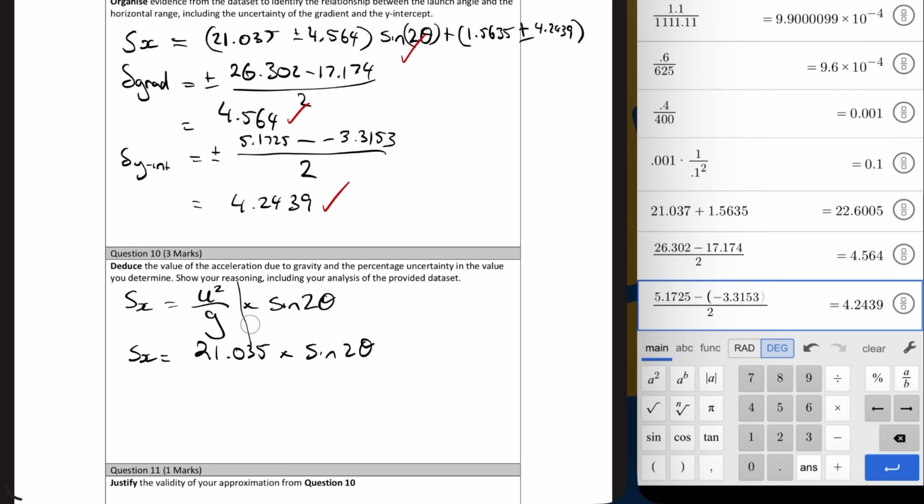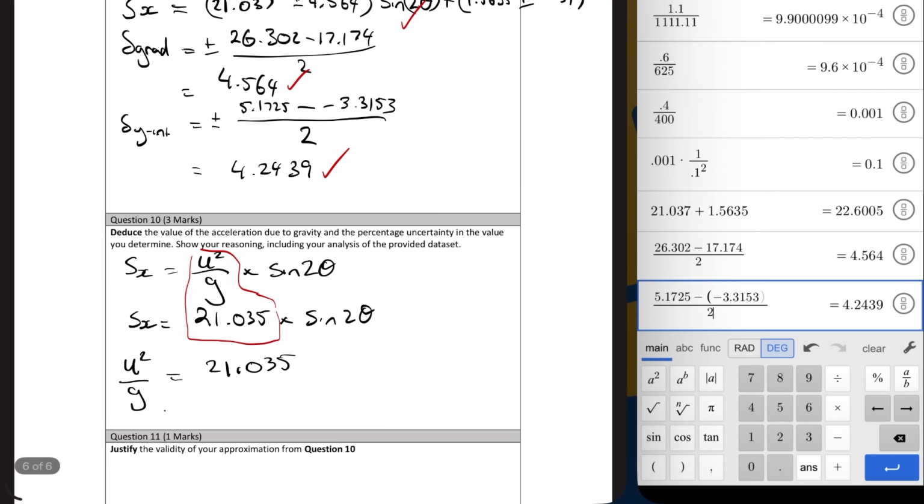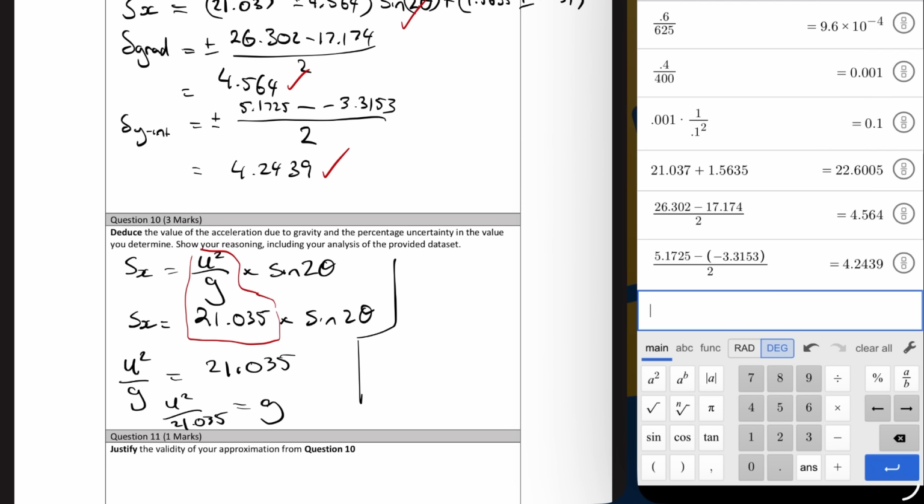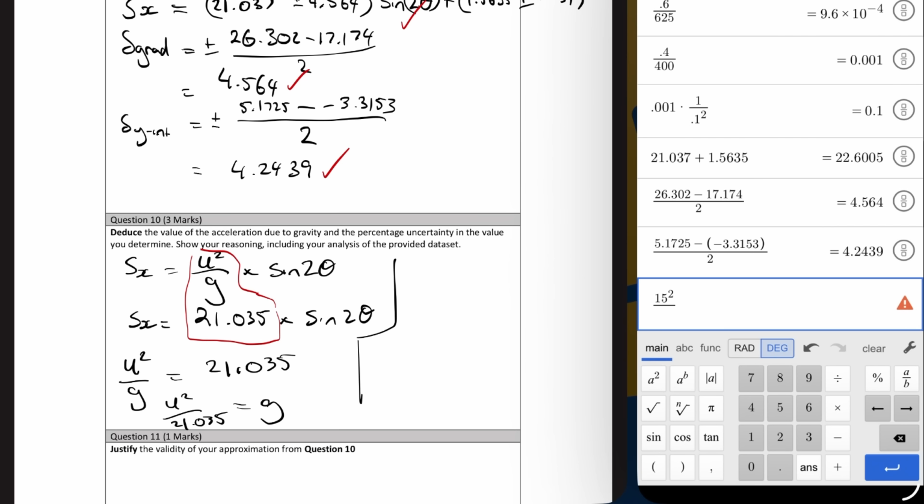You can see that these two statements should be the same. So u squared on g is 21.035, or u squared on 21.035 is g. Over on my calculator on the right, 15 squared divided by 21.035 gives me g equals 10.7.